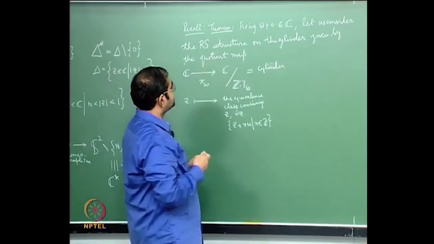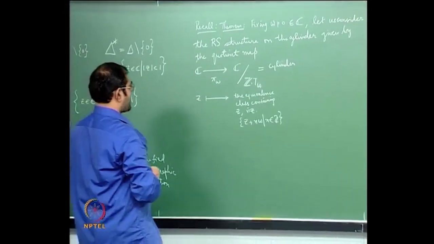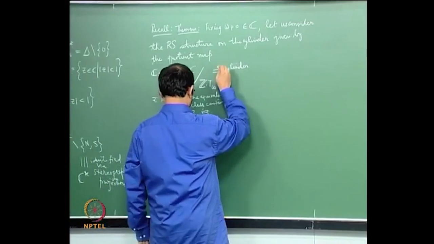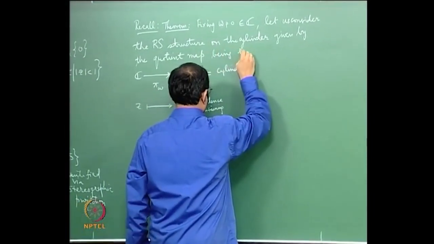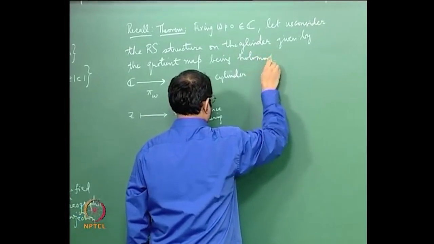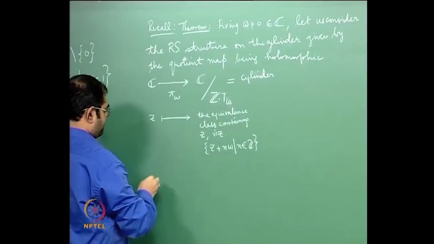So let me complete that sentence. Fixing omega not equal to 0 in C, let us consider the Riemann surface structure on the cylinder given by the quotient map being holomorphic, as so.